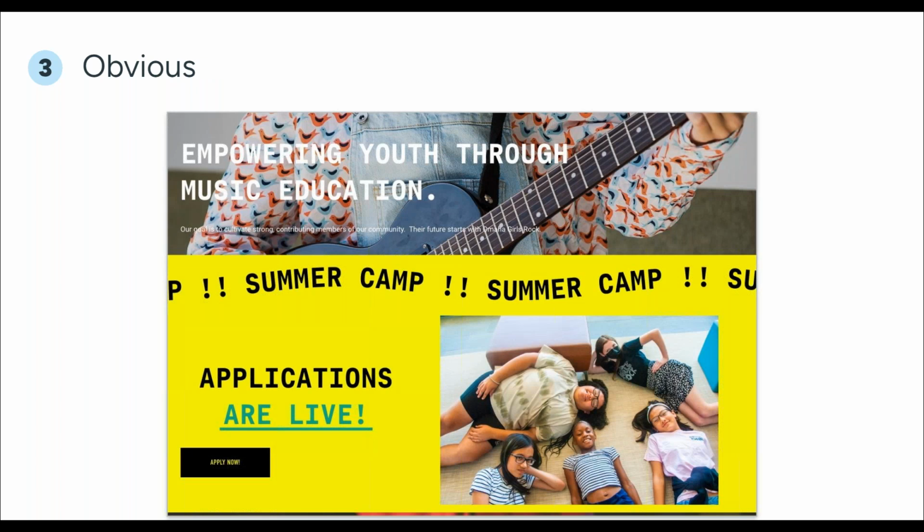Number 3 is to make it obvious. So ensure your calls to action are visually prominent and easy to locate on the page. And you can do this by using contrasting colors, larger fonts, and just strategically placing them to make sure that you're always drawing attention to those areas.